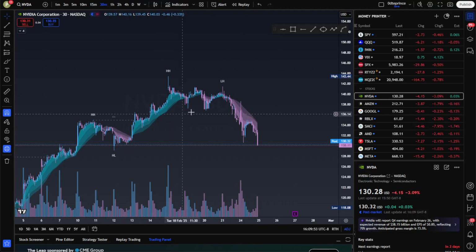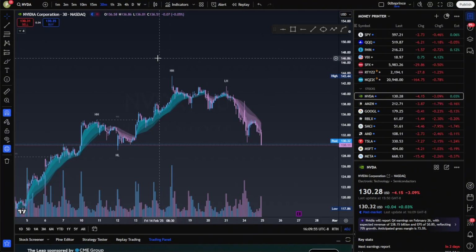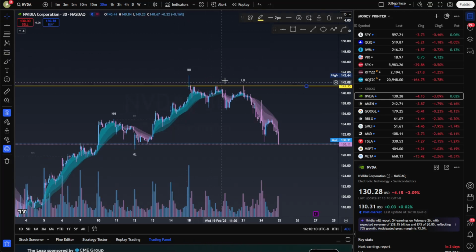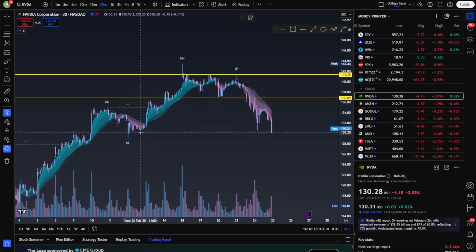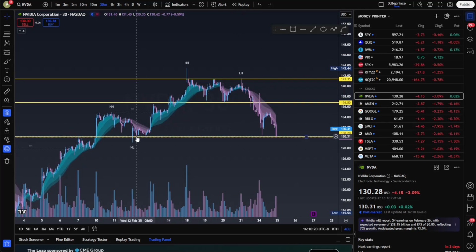I usually focus on the higher time frames, usually the 1 hour or the 30-minute, because these levels act as magnets for price action. So we can see here on NVIDIA, we have resistance here. We have support here, right? 1 touch, 2 touch, 3 touch, 4. We have more support down here, right? Bounced here, bounced here, bounced here again, and now we're testing it again.